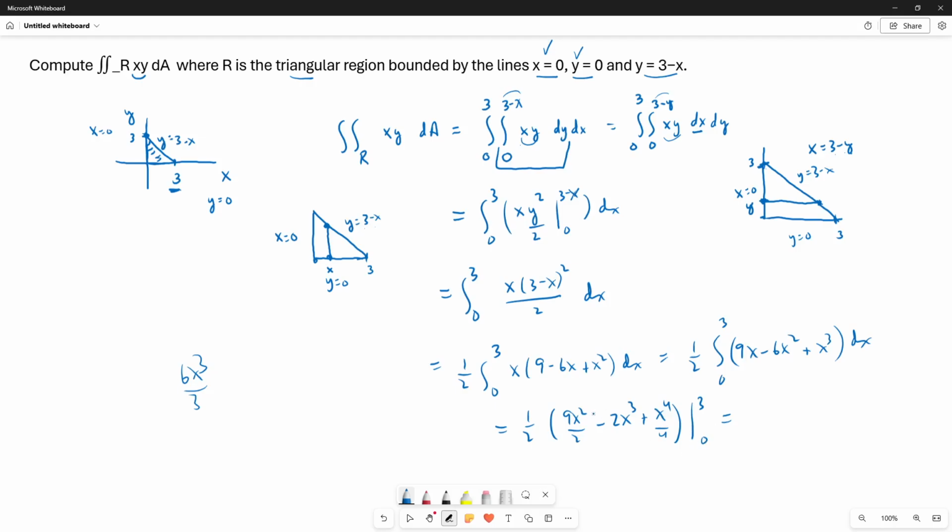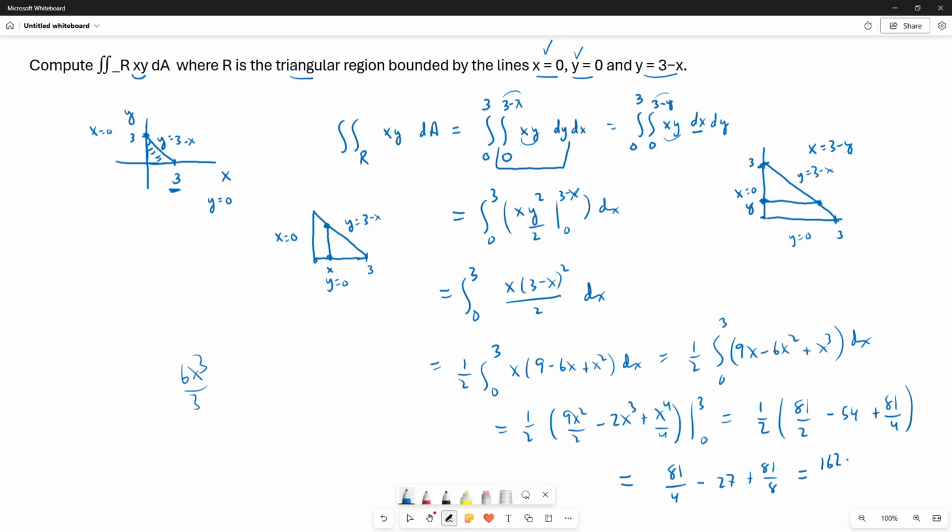When we plug in 0, we will get 0, so the answer is obtained by plugging in just the 3. 3 squared is 9, so this is 81 over 2, and then 3 cubed is 27 times 2 is 54, and 3 to the 4th is 81, so 81 over 4. So whatever the arithmetic turns out to be is our answer. We have 81 over 2 minus 54, plus 81 over 4. So we'll write everything in terms of fourths.